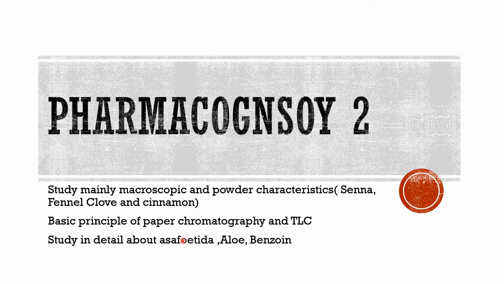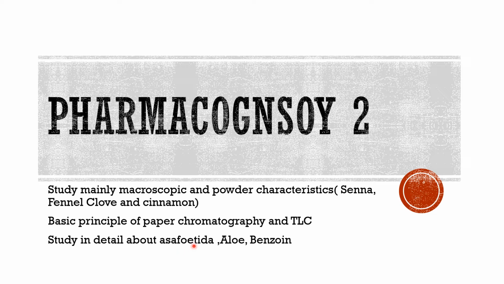Next we have to study in detail asafoetida, aloe, and benzoin. In benzoin, there are two types, Sumatra and Siam. They have different biological sources. Sumatra is from Styrax benzoin, and Siam is from Styrax tonkinensis. Aloe has many types: Curaçao aloe, Cape aloe, Zanzibar aloe, Socotrine aloe. They have different sources, so you have to remember those sources as well.